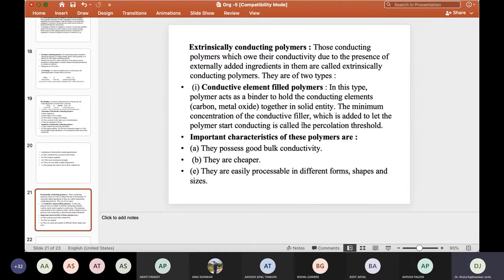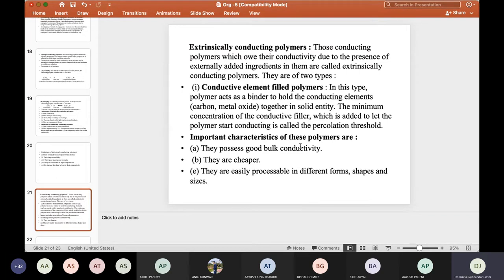The minimum concentration of the conductive filler which is added to let the polymer start conducting is called the percolation threshold. How much conduction to develop, it depends. That is known as the percolation threshold. In detail, you will get this in your physics subject, in electricity. In our chemistry we have just a brief introduction about conducting and non-conducting polymers, okay?